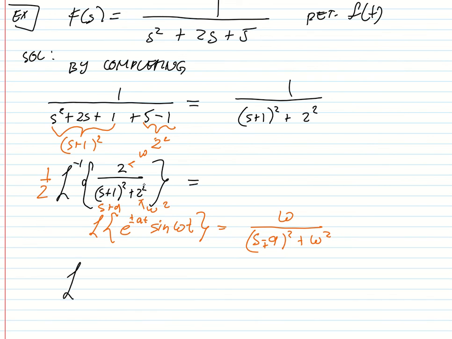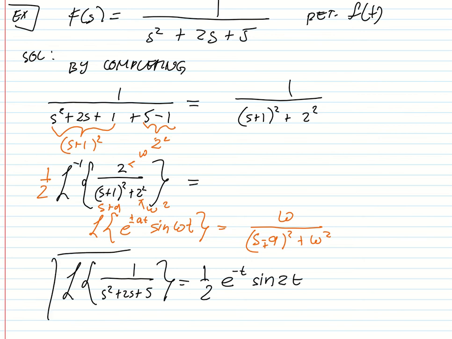So the inverse Laplace now of 1 over s squared plus 2s plus 5 is equal to 1/2 e raised to negative at, because it's positive, so negative at. Our a is 1, so negative t. Then you multiply this with sine omega t. Our omega is 2, so sine 2t. And this is the inverse Laplace of that function.